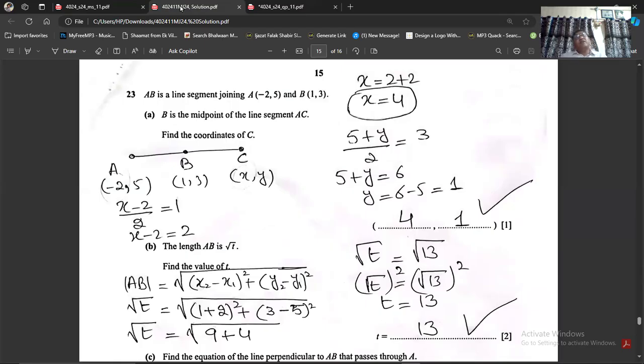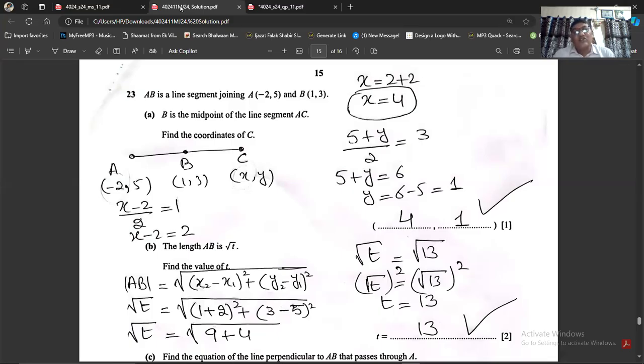So the formula for the length is x2 minus x1 whole square plus y2 minus y1 whole square, and the square root of the whole thing. So 1 plus 2 whole square plus 3 minus 5 whole square, and then square root on it. So 1 plus 2, that's 3. 3 square is 9. 3 minus 5 is minus 2. 2 square is 4. So 9 plus 4, that is 13.